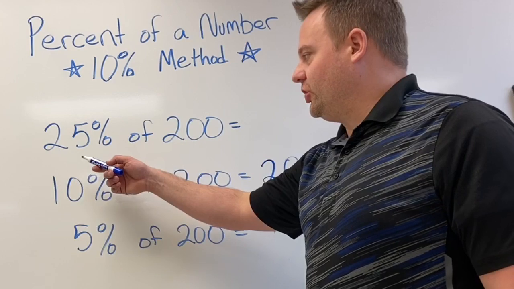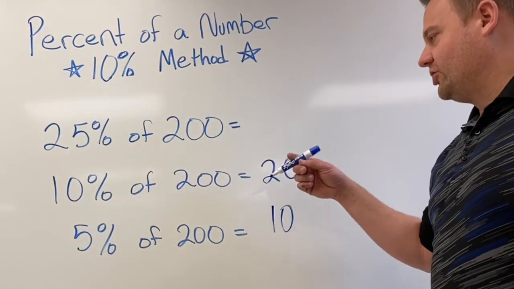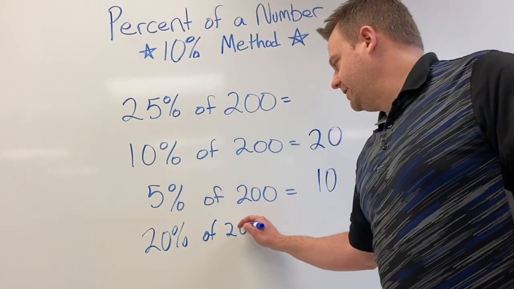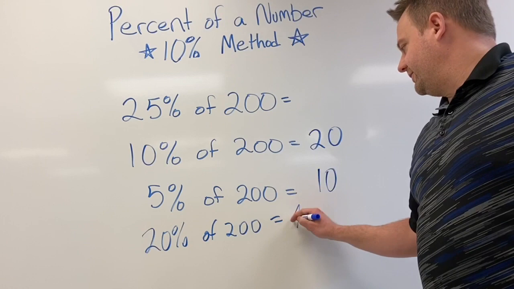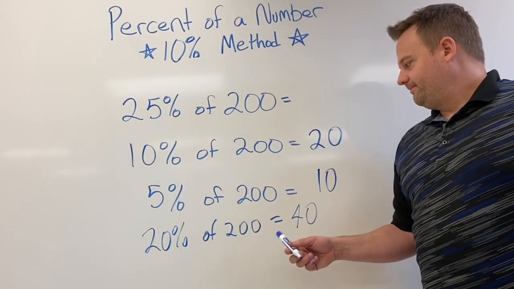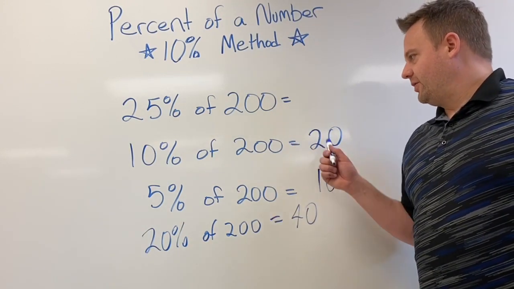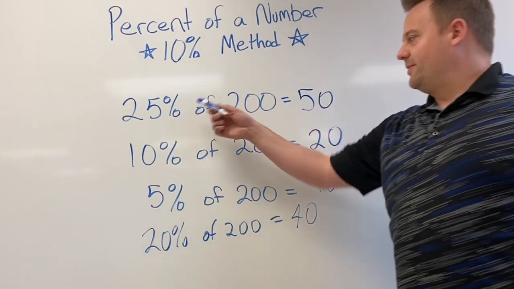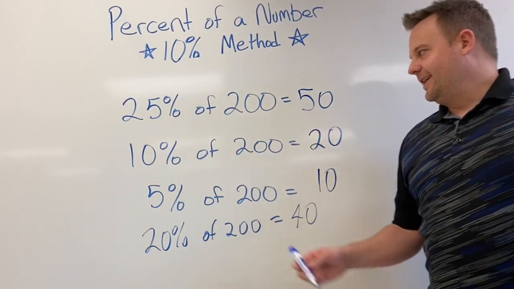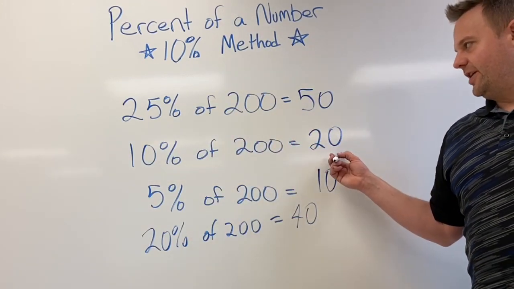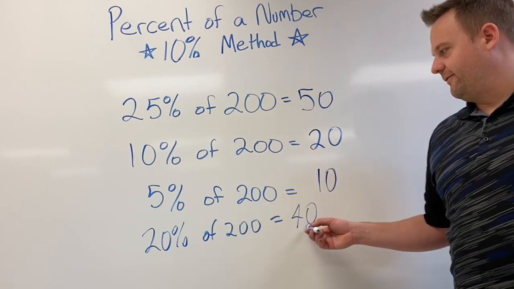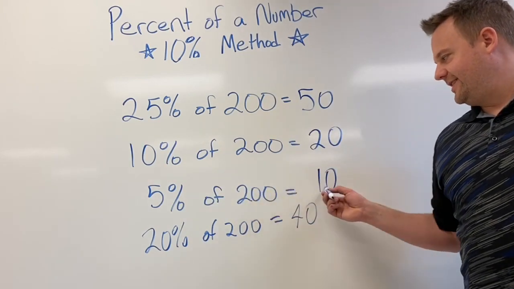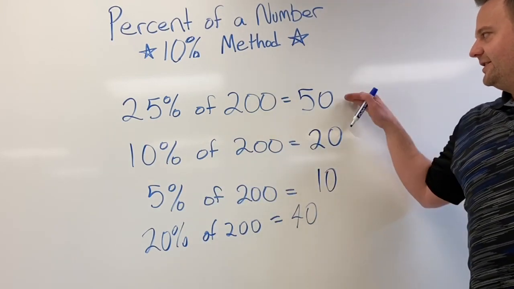So now, here's what we do. 10% times 2 gives you 20%. And 20% of 200 equals double this, which is 40. Now, we have 40 plus the 5%, which is 10, so that's 50. So 25% of 200 is 50. Again, you do 10% of 200 is 20. Multiply that by 2 to get 40, because that's 20% of 200. And then 5% of 200 is 10, and then 40 plus 10 is 50.